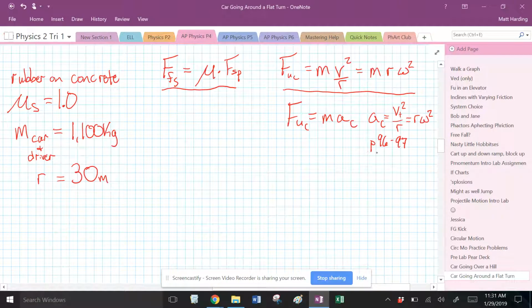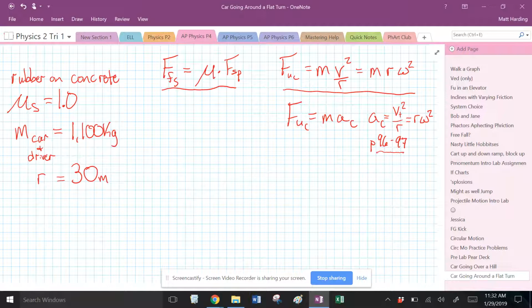If you didn't get a chance yet, check out pages 96 to 97. And if we just pull out of the equation that centripetal acceleration, v_tan squared over r or r omega squared, if you check those out dimensionally, you'll see they're equivalent in terms of units as meters per second squared. And that's actually how I caught myself when I screwed this up a little bit ago.